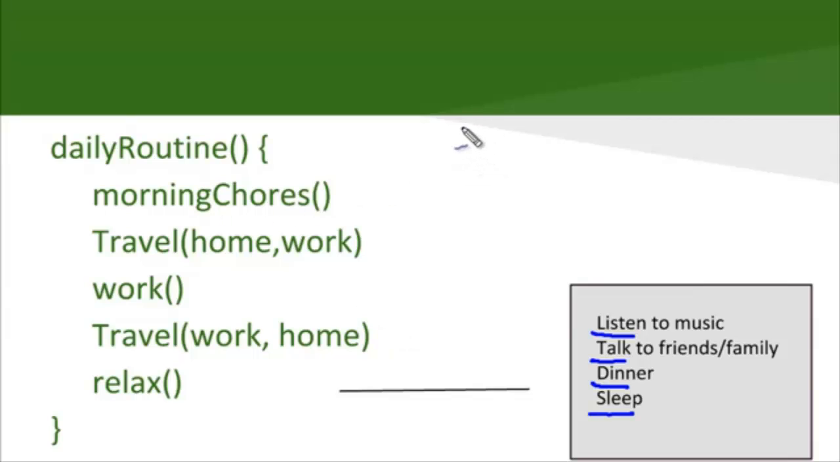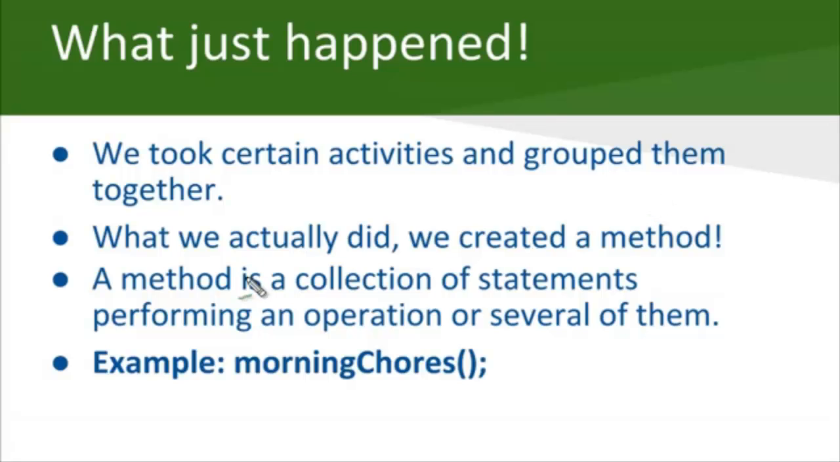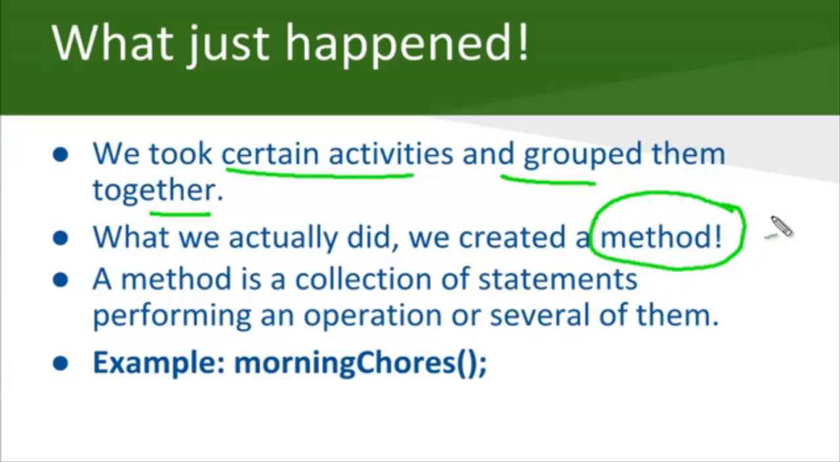The important point to note is that we basically grouped the operations. We took certain activities and grouped them together. But what we actually did, we created a method. We created many methods actually. Now, what a method is? A method is a collection of statements performing an operation or several of them.